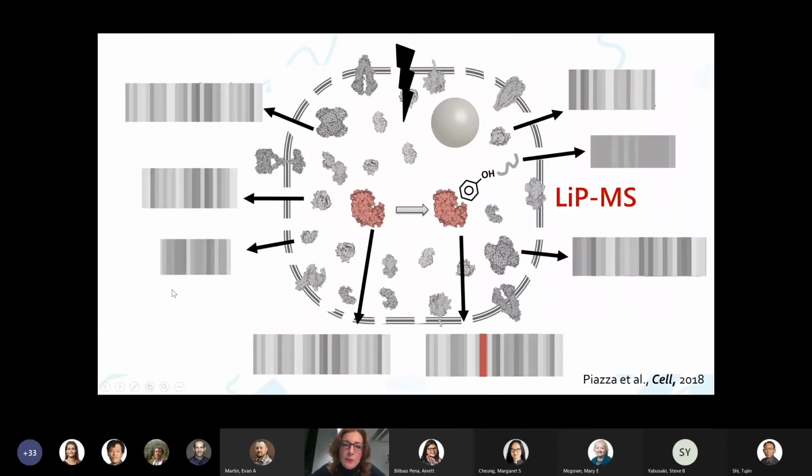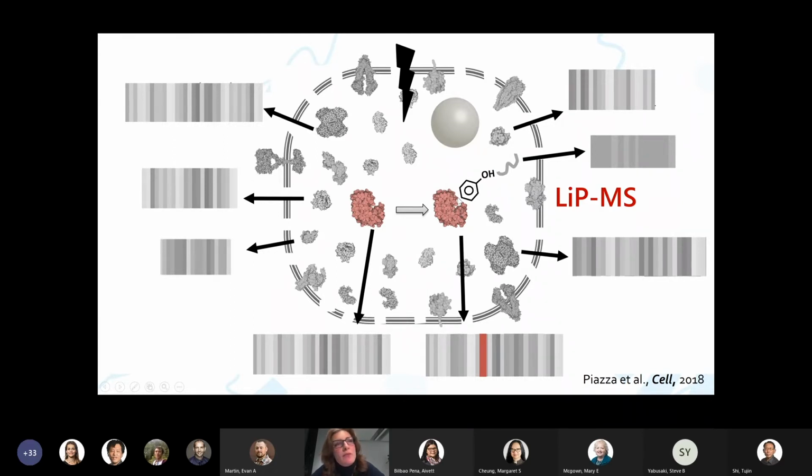So these were the first experiments, and then we asked, does this approach work only for very pronounced structural changes, like the process of amyloid conversion, or does it work also for more subtle events? And we directly asked if we could capture binding events between proteins and small molecules.